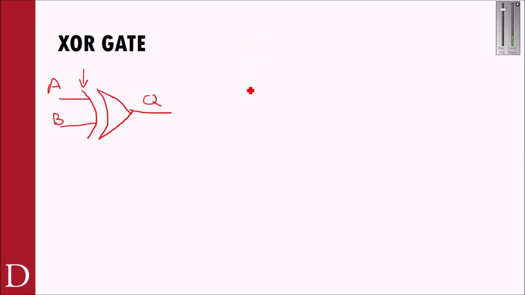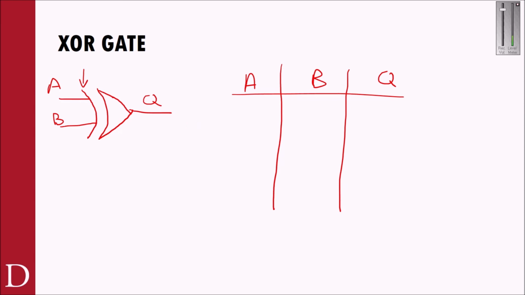And for the exclusive OR gate, truth table, only slightly different. Exclusive means either or, but never both. So I can use A or I can use B, but I can't use two at the same time. I think of it like a motor.